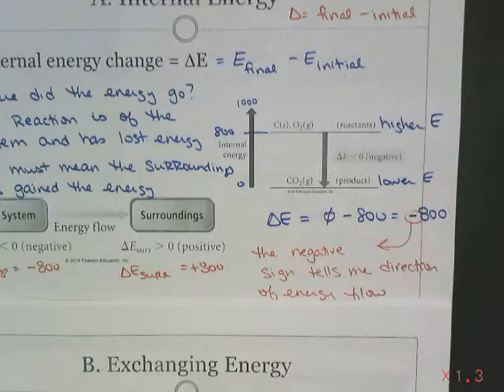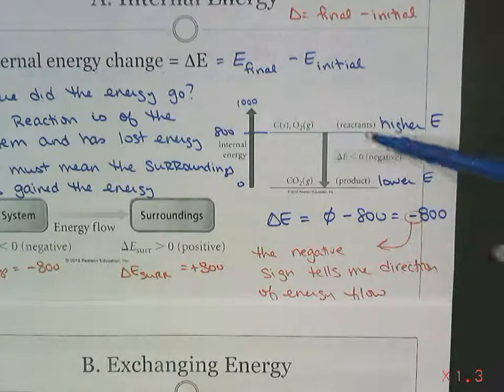So are the products like the surroundings? Like the reactants would come to the system losing the energy? No, so reactants and products all together are the system. Okay. And then, like, the water it's dissolved in, or the air around it, would be the surroundings. Mm-hmm.